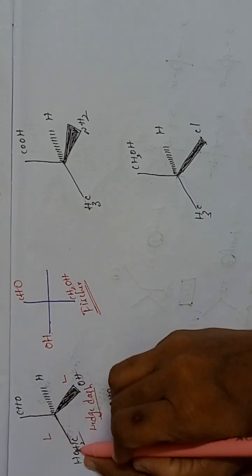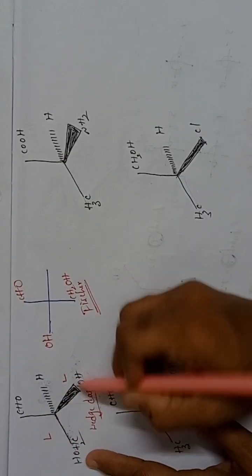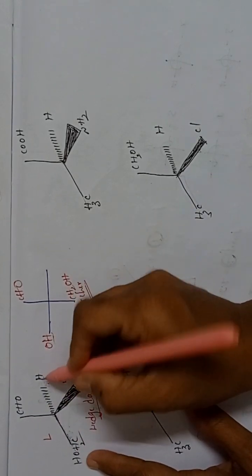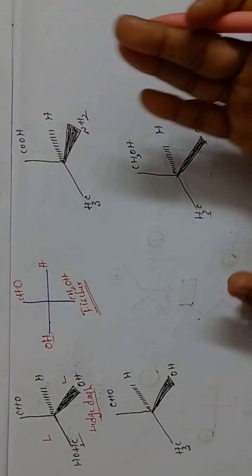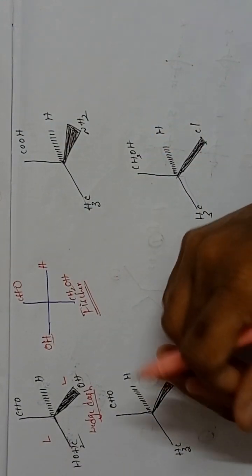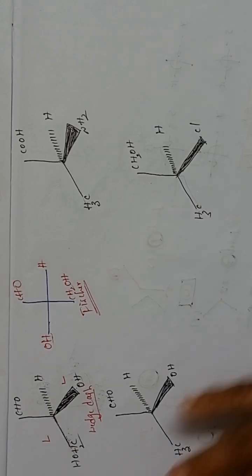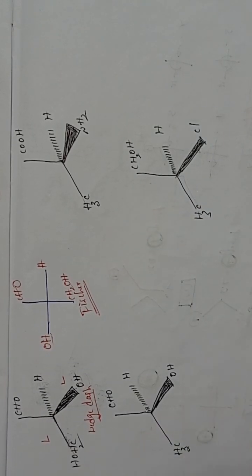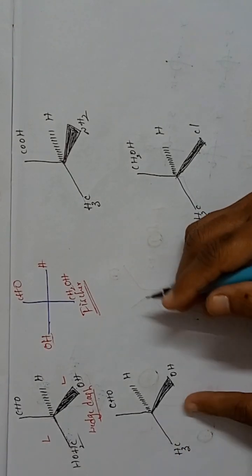Clear? It is left, then the solid line should be left. Left, right. The other one, the hydrogen, you should write on the opposite side. Clear? Clear? Very easy. See here, next compound.